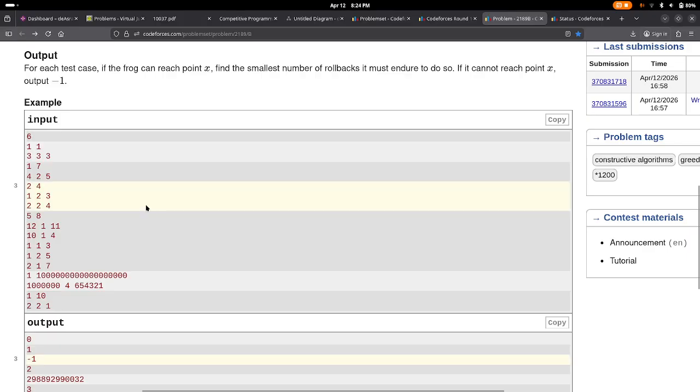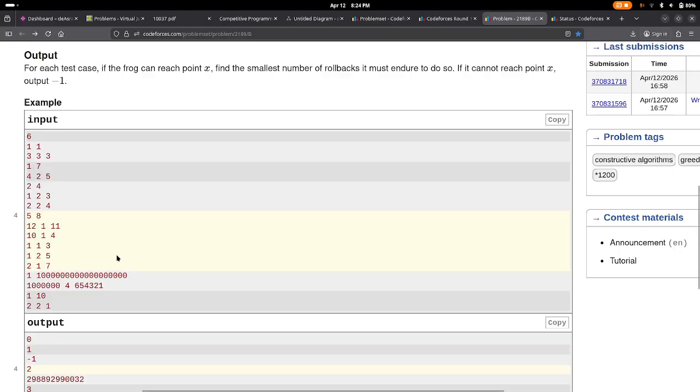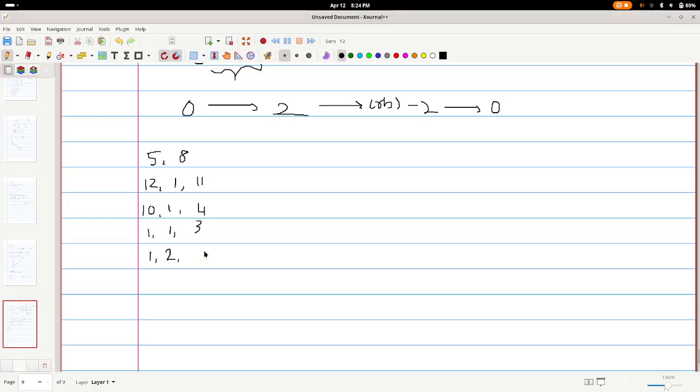5, 8. 12, 1, 11. 10, 1, 4. 1, 1, 3. 1 comma 2 comma 5. 2 comma 1 comma 7.